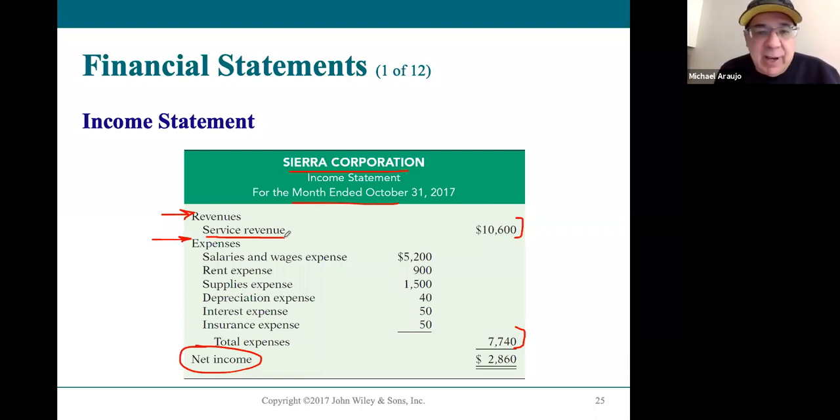I'm a customer. I go to Sierra Corporation. I say, look, I'd like to get on your 1 o'clock tour around Lake Tahoe. I understand that it's $30. Here's my $30 for the tour. Well, the $30 that the customer paid for the tour is the revenue for the company, is the service revenue for the company. That's how it all works.